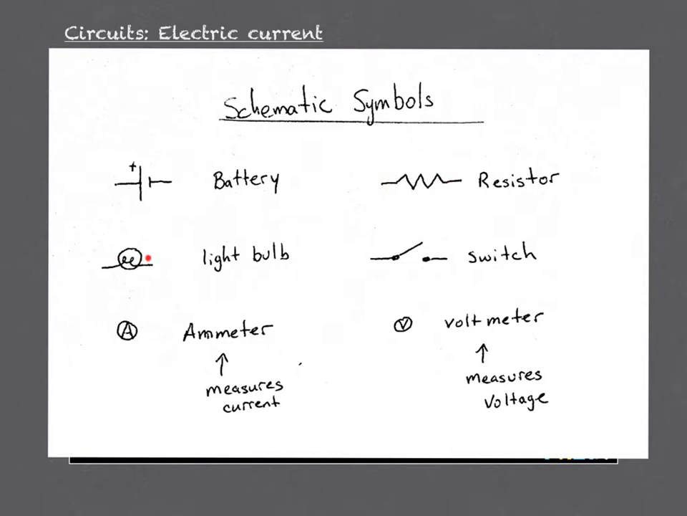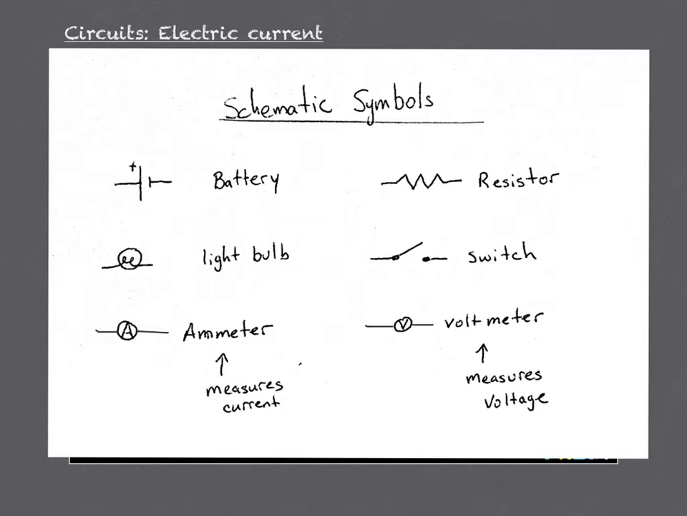Light bulb looks like a filament inside of a glass ball. Here's the switch. When we draw schematics, the ammeter symbol is just going to be a letter A, and it would actually have the lines coming off the sides too, just like the wire. So it'll connect to a wire like this, and same thing with the voltmeter over here.